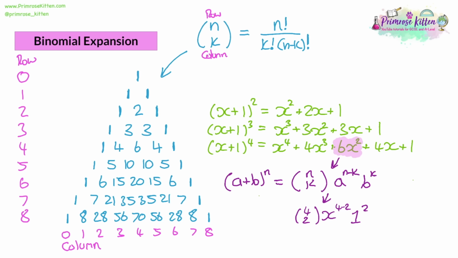So when we're saying 4, 2, we're saying we want the number in row 4 and column 2. So we look for row 4, then we look for column 2, so 0, 1, and 2. And we can see that's going to give us the 6. So the row and the column give us 6. X to the power of 4 minus 2 is x to the power of 2. Then we multiply it by 1 squared, and 1 squared is 1, so 6 times 1 gives us 6. And so by applying the formula, we've got the 6x squared straight away.